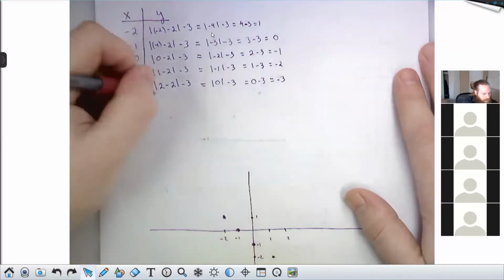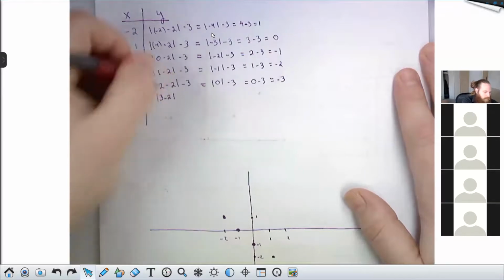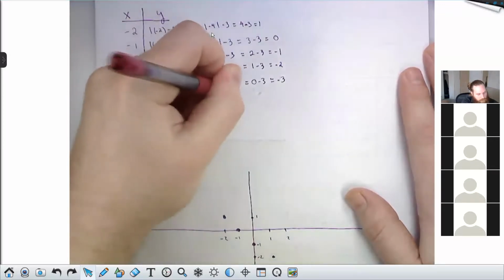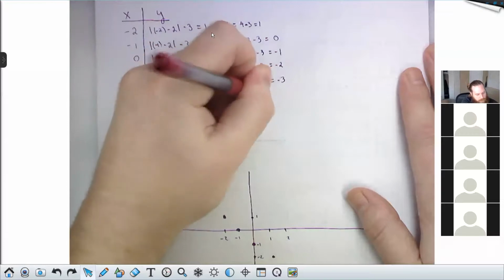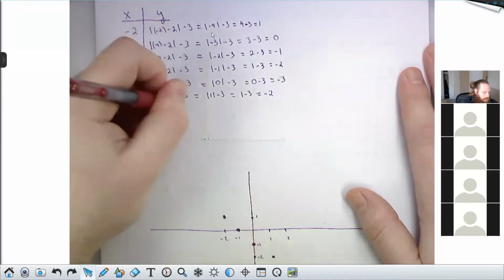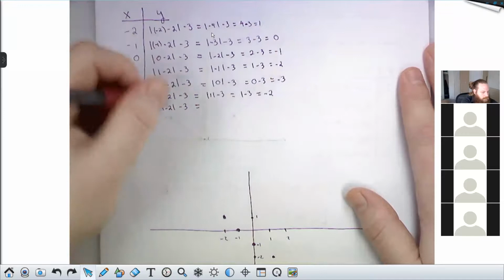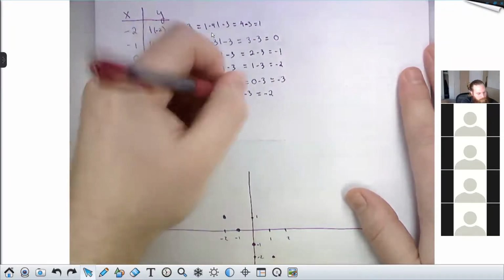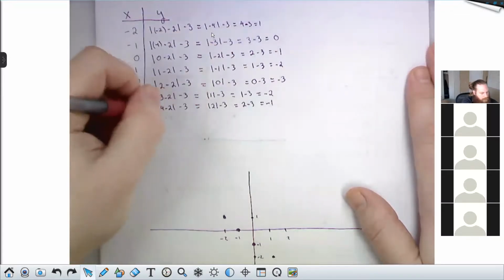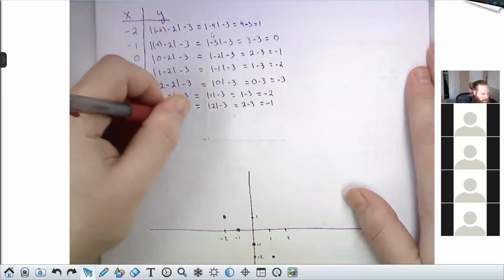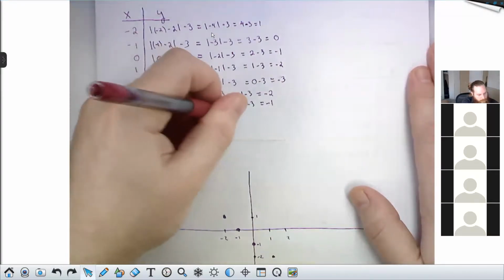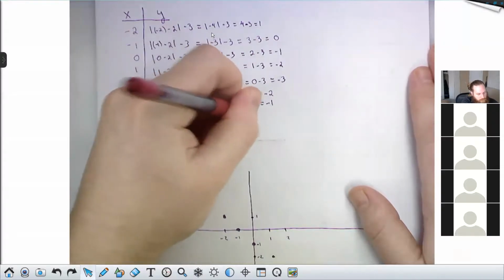If I plug 3 into that equation, then I get the absolute value of 3 minus 2, minus 3, which is the absolute value of 1 minus 3, which is 1 minus 3, which is -2. If I feed in 4, I'll have the absolute value of 4 minus 2, minus 3. 4 minus 2 is 2, so that's the absolute value of 2 minus 3. And that's 2 minus 3, which is negative 1. And if I feed this thing 5, I'll get the absolute value of 5 minus 2, minus 3. 5 minus 2 is 3, so that's the absolute value of 3 minus 3. And the absolute value of 3 is 3, so this is 3 minus 3, which is 0.